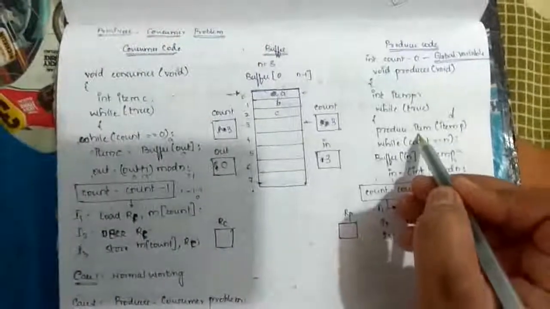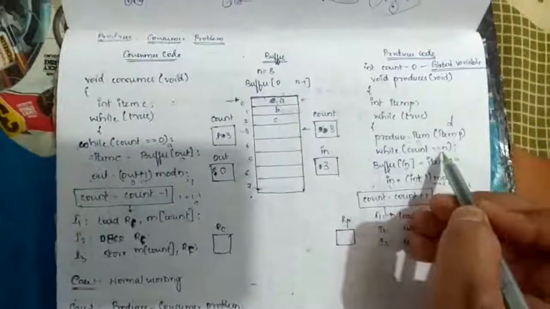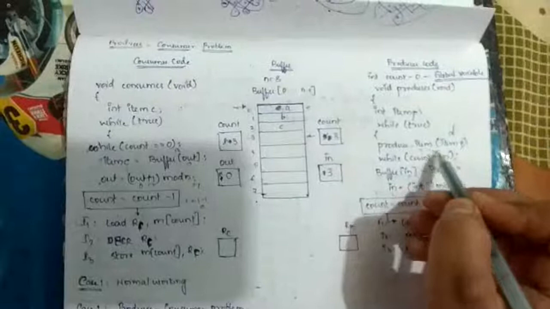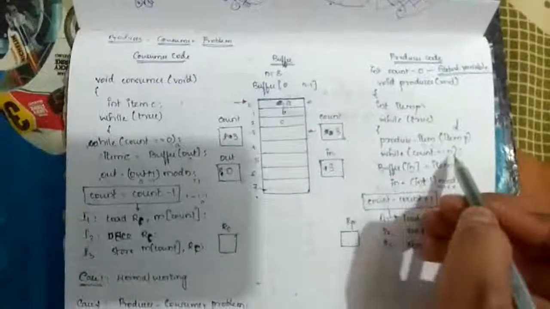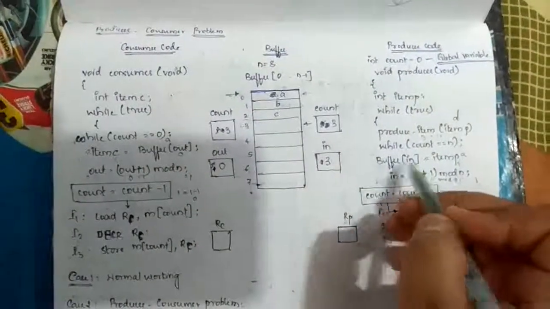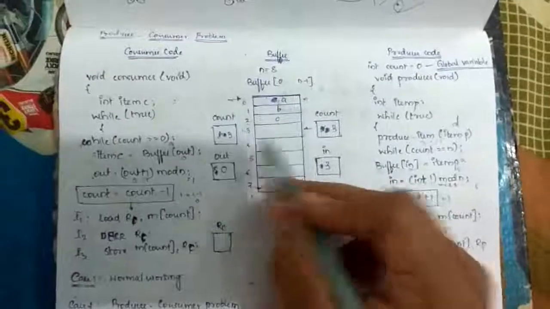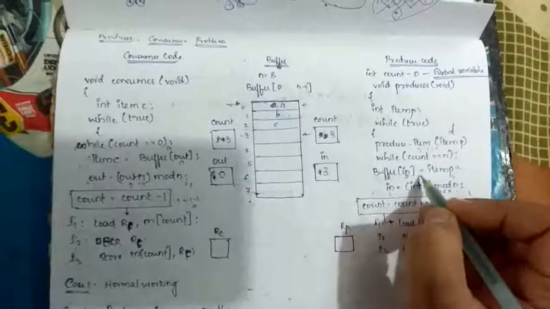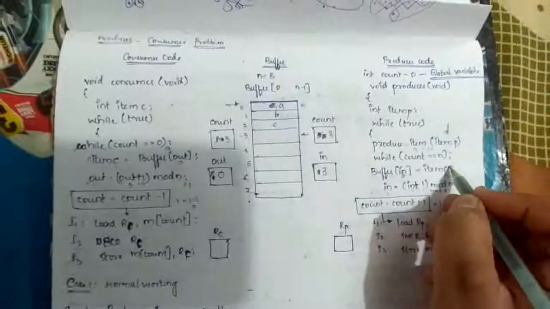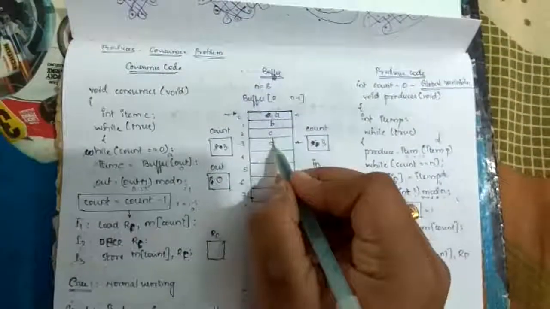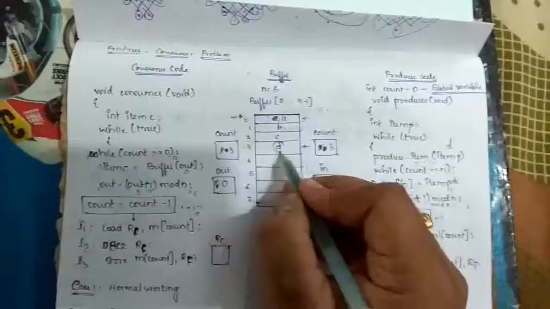Now while count double equal to n, what is the count value now? The count value is initially equal to 3. N means what? Is the buffer full? No, the buffer is not full. That means 3 is not equal to 8, right? So this condition fails, and so it comes inside. Here buffer of n, at what position is the buffer pointing now? At the 3rd position. So buffer of 3 equal to, what is the item produced here? The item produced is D. So I will update the buffer with item D now.